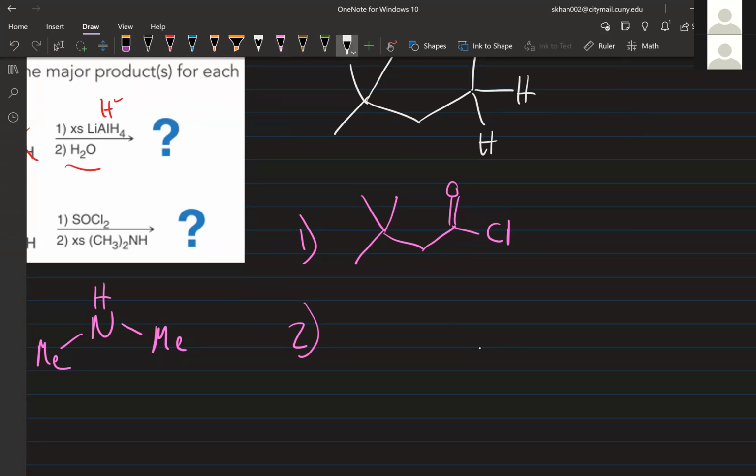So here, all we're doing is taking our carboxylic acid derivative, in this case the acyl chloride, and just making it into an amide. So the structure is still the same. All that you really replace here is now Me here and Me here. And why doesn't the nitrogen attack again? Why is this only one addition?